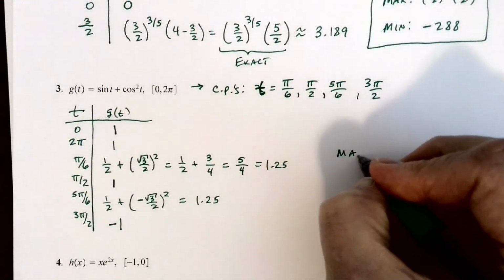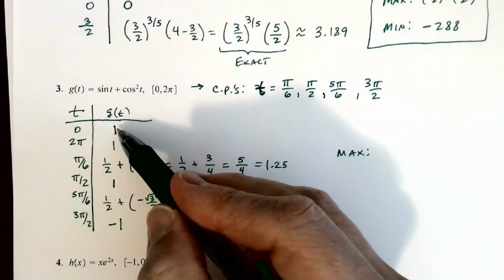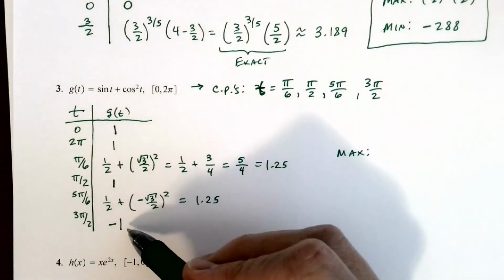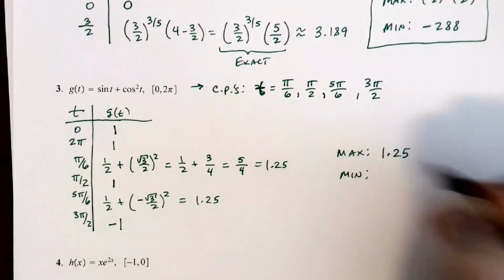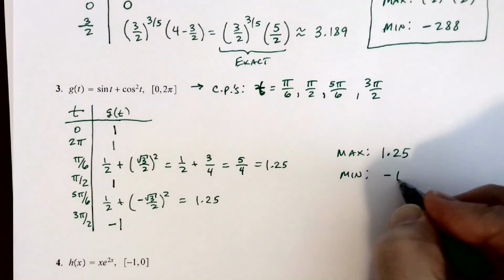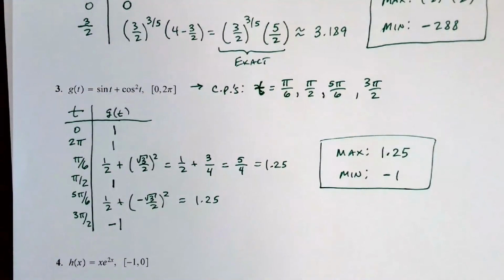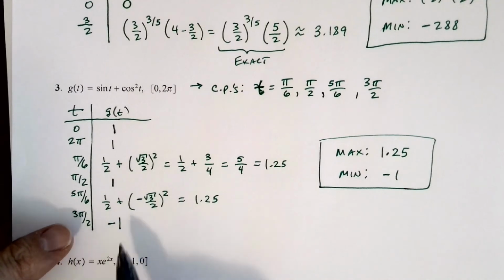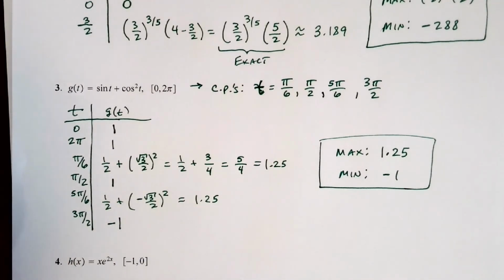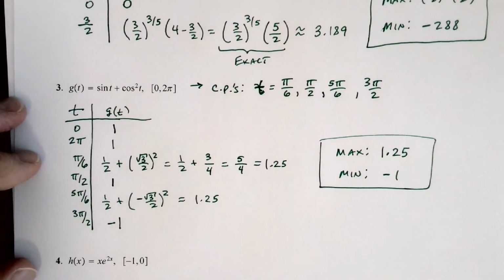What's our max? What's the biggest number showing in this table? 1, 1.25, negative 1, 1.25. What's our minimum? Negative 1. So we have a max that occurs at a critical point and a min that occurs at a critical point. So both are local and absolute max and min. Both of them occur at critical points, not at endpoints. And that can happen, as happened in this situation.